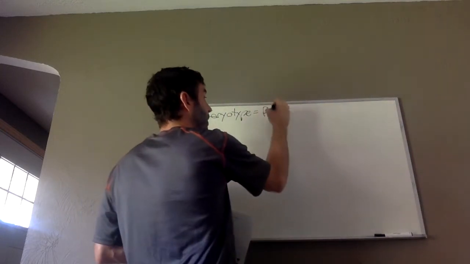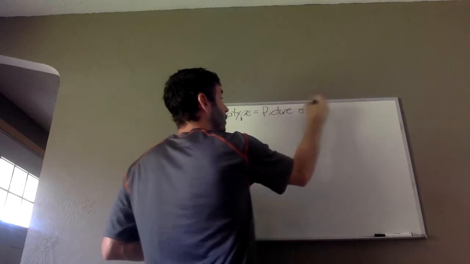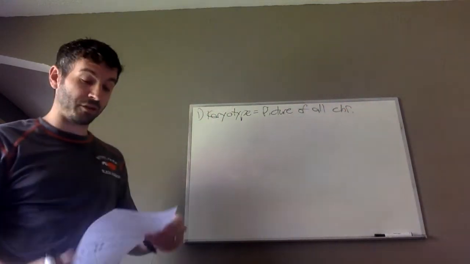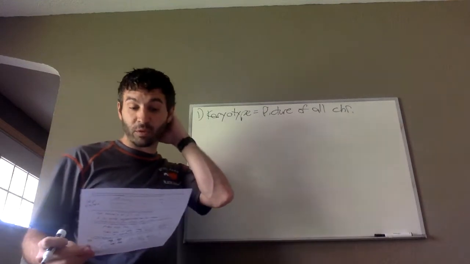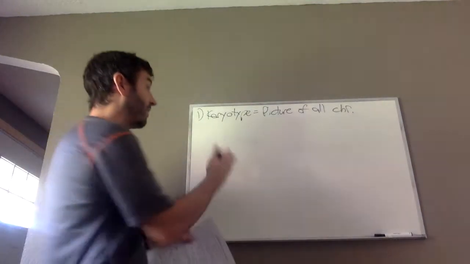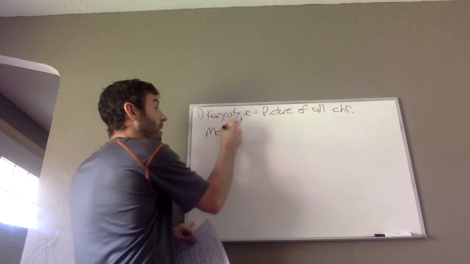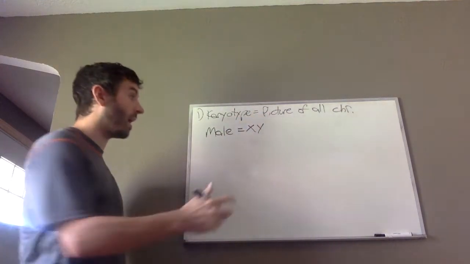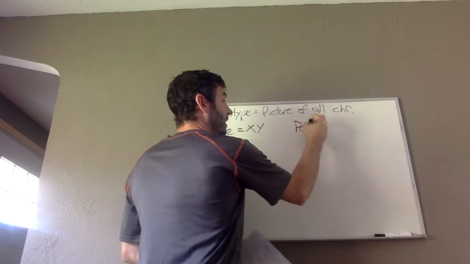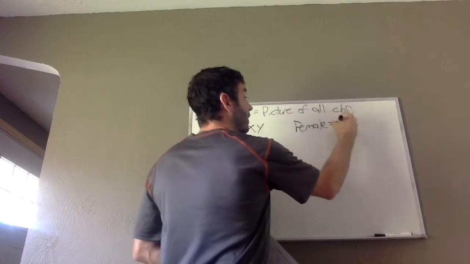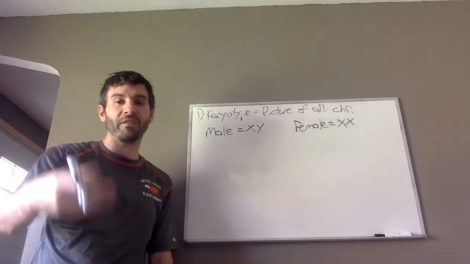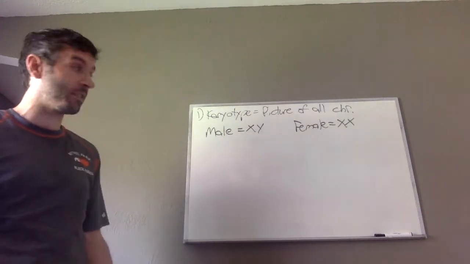So I'm just going to write picture of all chromosomes. CHR means chromosome. Okay, there's another part of this question that says, how are males and females different on a genetic level? Males have the sex chromosomes X and Y, whereas females always have two X chromosomes. I guess I shouldn't say always. There are some exceptions, like Turner syndrome.